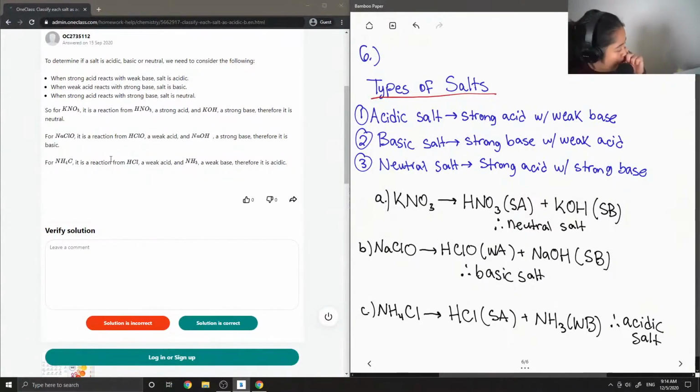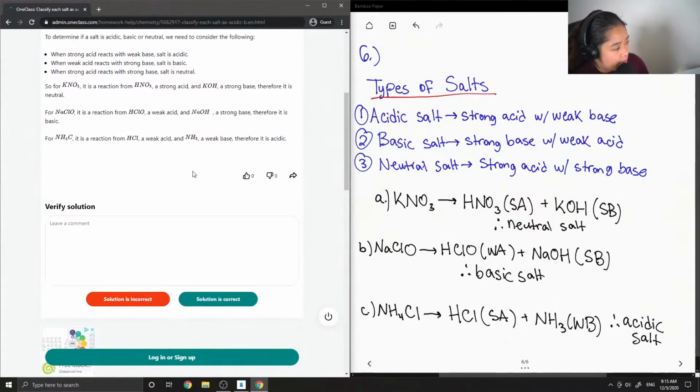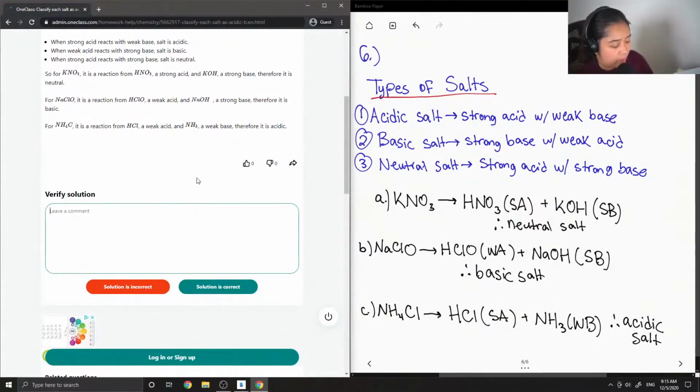And then for the sodium hypochlorite, it is a reaction from hypochlorous acid, a weak acid, and sodium hydroxide, a strong base. Therefore, it is basic. For the ammonium chloride, it is a reaction from HCl, a weak acid, well, I think they mean a strong acid, and NH3, a weak base, therefore it is acidic. Yep, so this solution is correct.